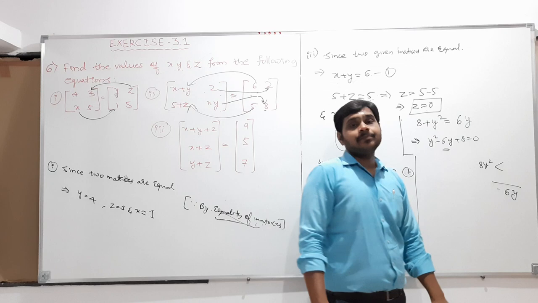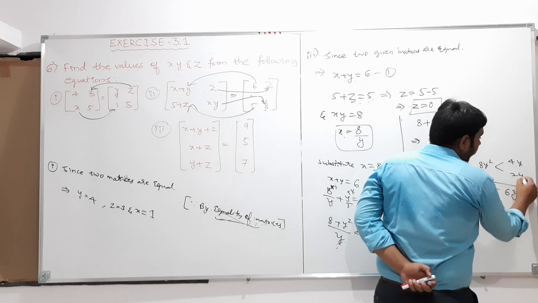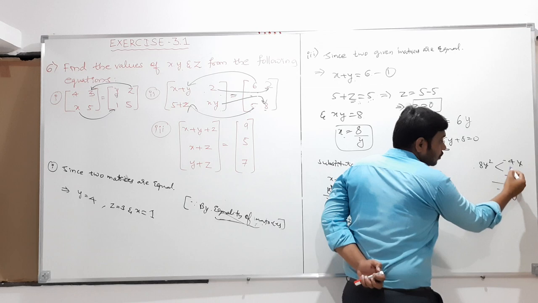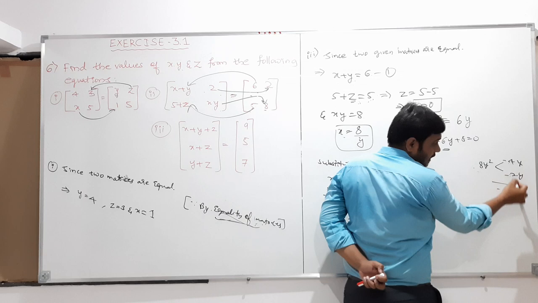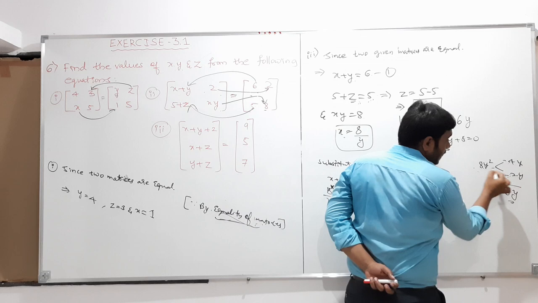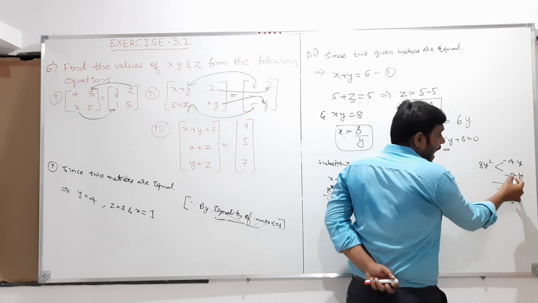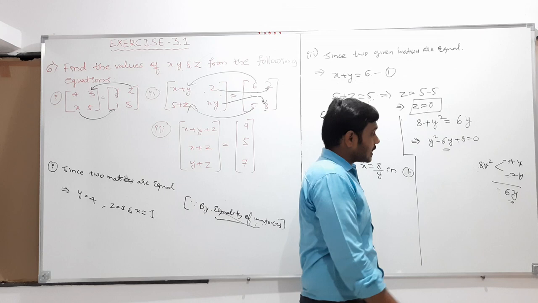So what are those numbers then? Those numbers are 4y and 2y. 4 twos are 8. Here I will take minus 4y and minus 2y, because minus times minus is plus. If you multiply these two values, you get this value; if you add them, you get this value. So 4 twos are 8, y into y is y square. And if you add these two, minus 4y plus minus 2y is minus 6y. Such numbers you should choose.